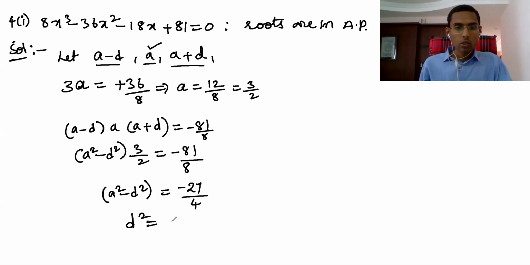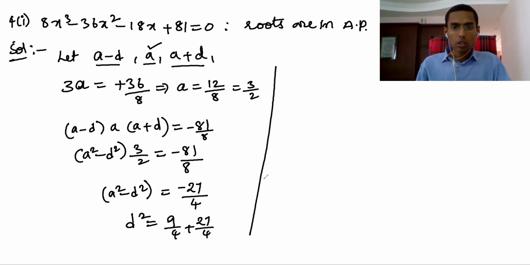Now d square equals, bringing this to that side, a square which is 9 by 4 plus 27 by 4. That means d square equals 36 by 4, that is 9. So d equals plus or minus 2. You can take plus 2 or minus 2, because whatever you get by taking plus 2, you get the same thing by taking minus 2. So d equals plus or minus 2.